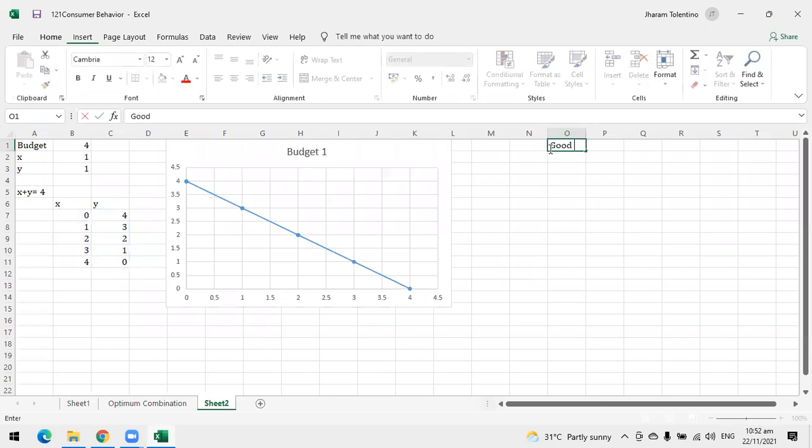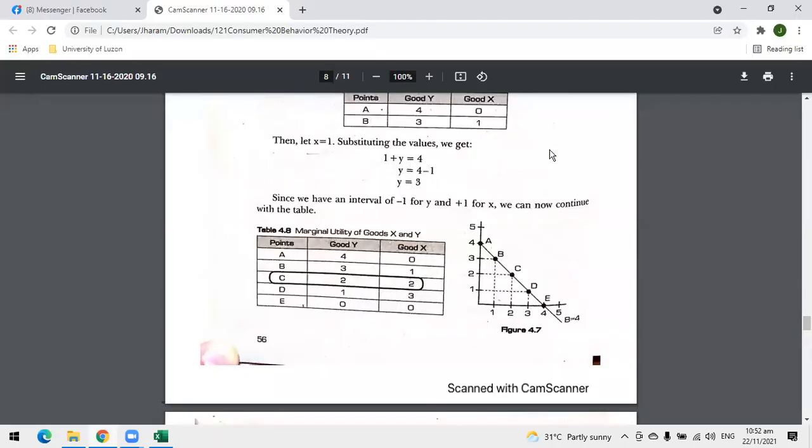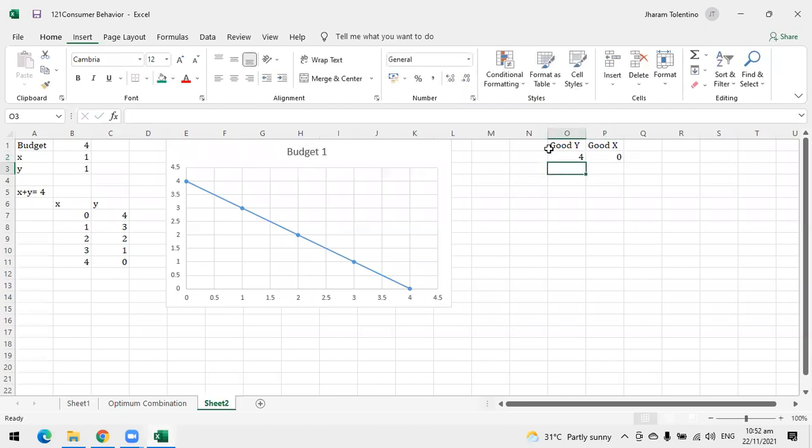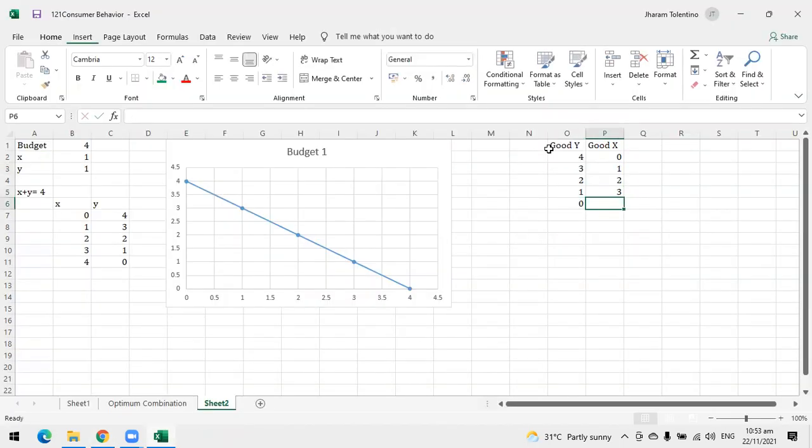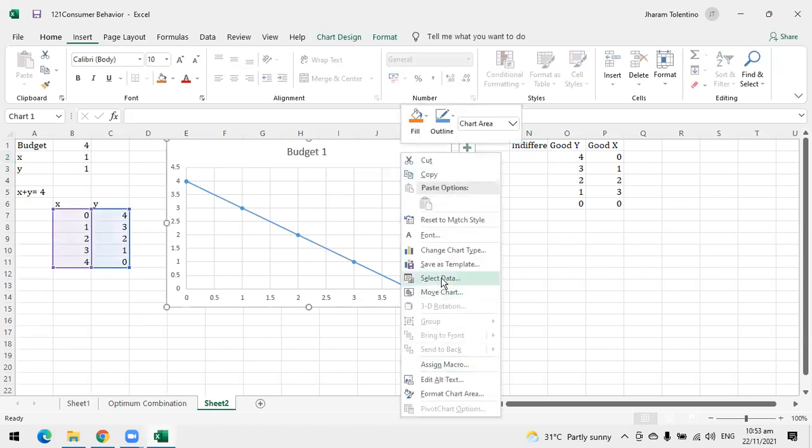Kaya sabi ko sa inyo, may mga ayusin ako dito. Okay lang naman. Carry bells. 4-0. 3-1. 2-2. 1-3. 0-0. Yeah. Okay, so actually, hindi yan marginal utility. It should have been indifference curve. Okay, so papasok lang natin yan dito. Kung ano yung tumama, yun na yan.